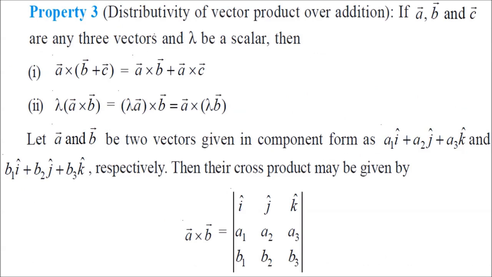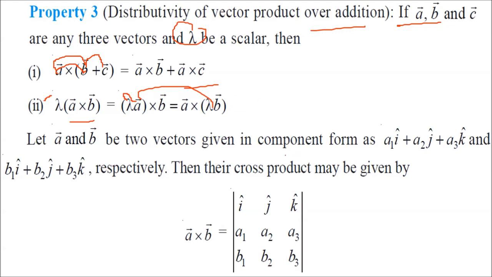We also have distributivity of the vector product over addition. If a, b, c are any three vectors and lambda is a scalar, then a cross b plus c is a cross b plus a cross c. Lambda into a cross b is lambda a cross b. You can take lambda here also.